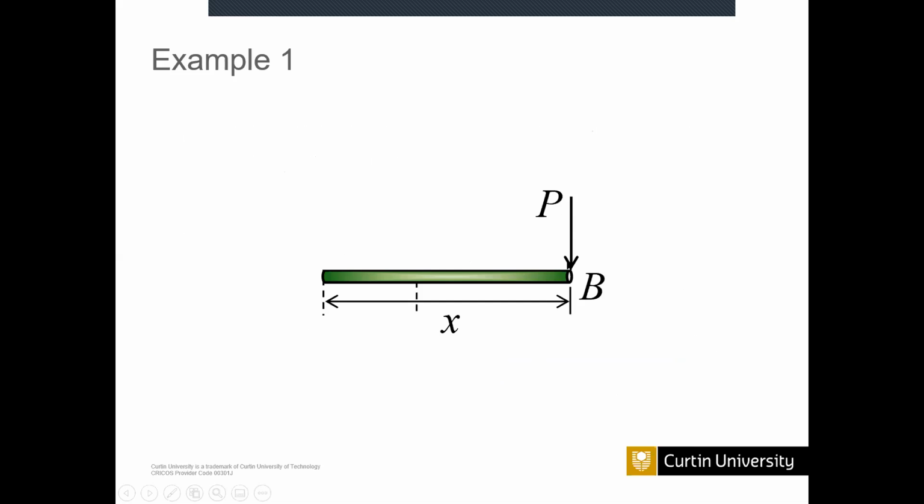So we consider only that x length. Due to the point load P, around this point the bending moment is Px. But it is minus Px, because this is sagging and it will bend downward. You need to consider the sign convention, as I told you. So minus Px, due to this point load around this point.